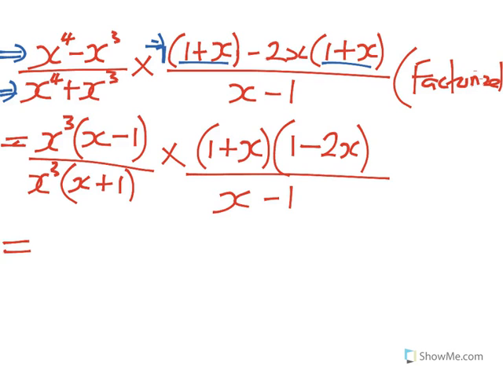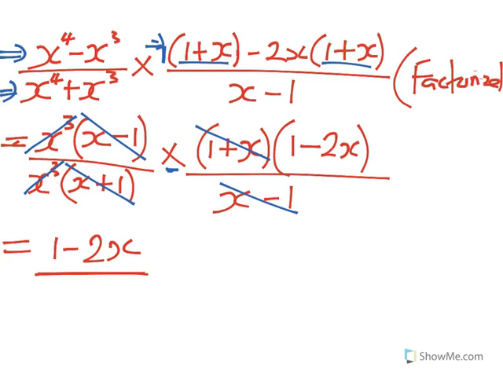Now you can start cancelling. Remember cancelling, you can cancel that and cancel that. You can cancel x plus 1 because there is a multiplication sign here. You can only do it if it's multiplication. You cannot do it if it's a positive sign or a negative sign. And then also this one will cancel out. Then what is remaining here, if I'm correct, is 1 minus 2x. Then that's the answer.